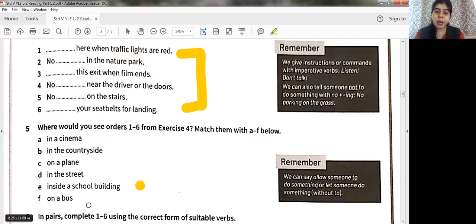And last, on a bus. What do we find on the bus? Yes, no standing near the driver or the doors. We also find it in the bus, right? I told you that we find it in the trains or when we are traveling or when we are using trains, but we also find it on the bus. So you will write number 4. I hope that we all are together and you all are doing with me.